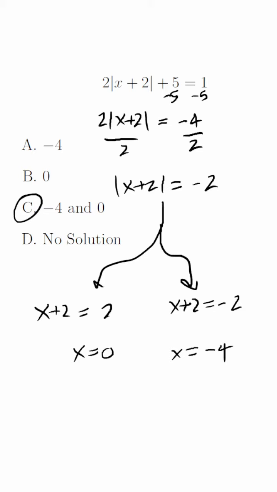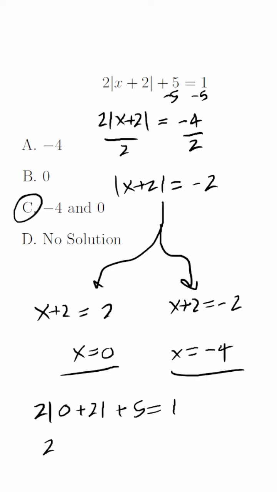If we plug back 0 or -4, let's just plug 0 back in. We plug 0 back in, we get 0 plus 2, plus 5 equals 1. This will be the absolute value of 2 plus 5 is equal to 1. The absolute value of 2 is just 2. We're going to get 9 is equal to 1, which is definitely not true. So it means something went wrong.